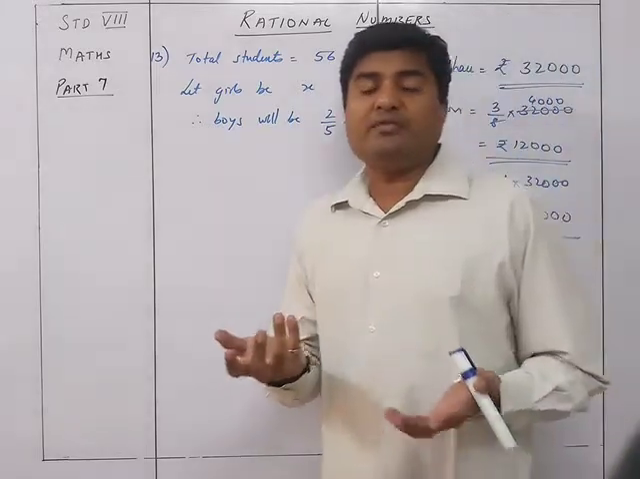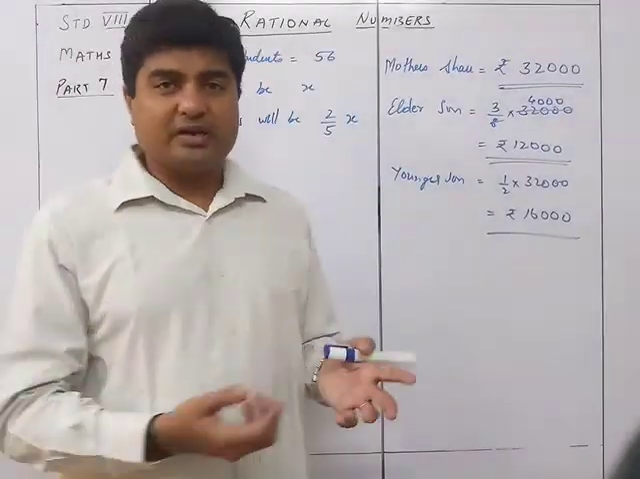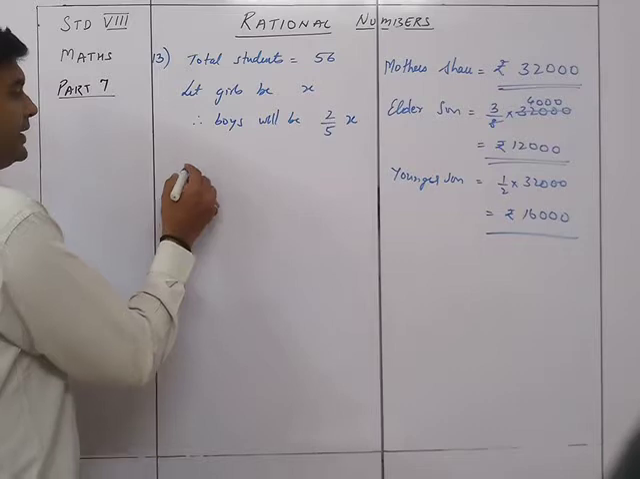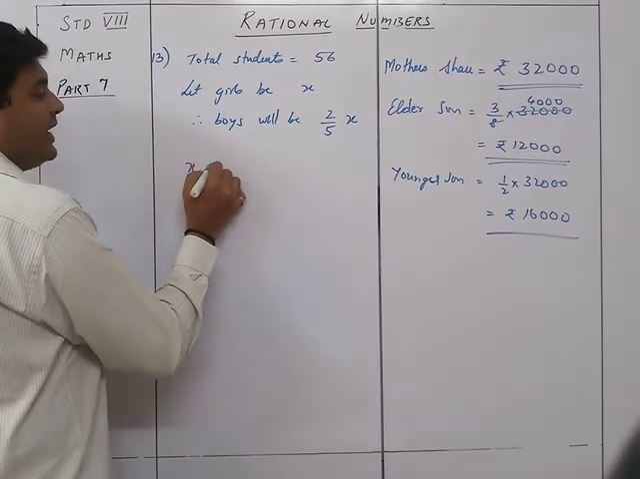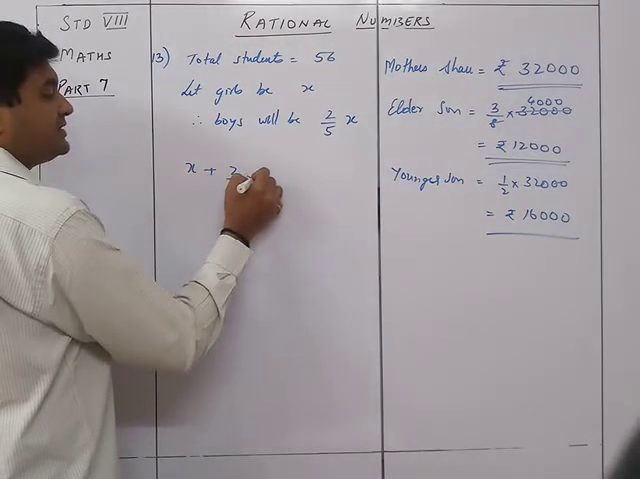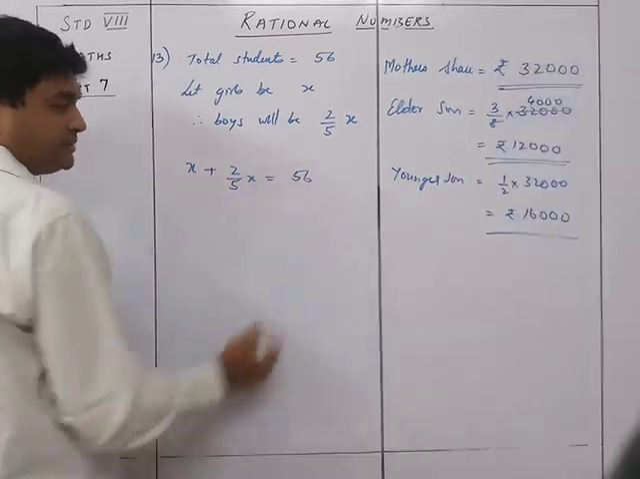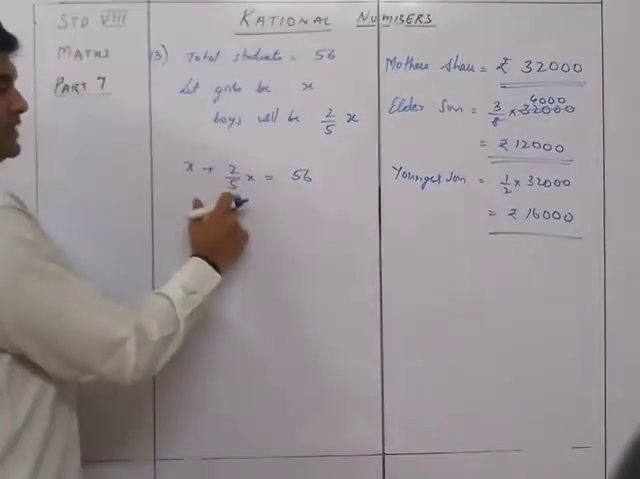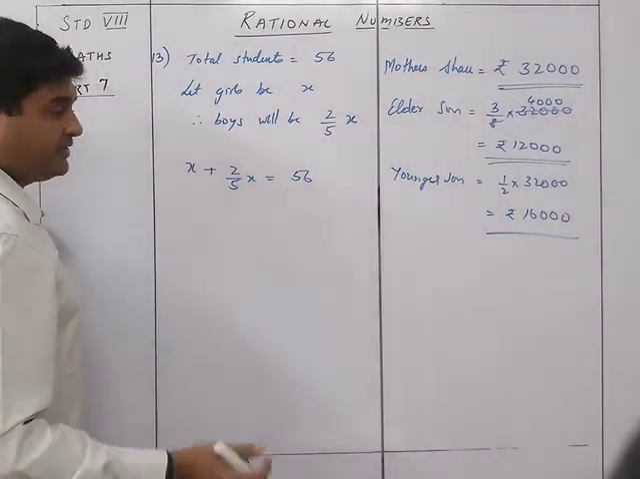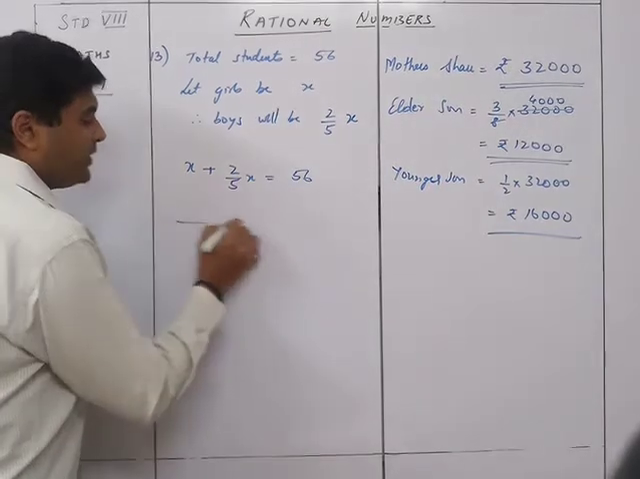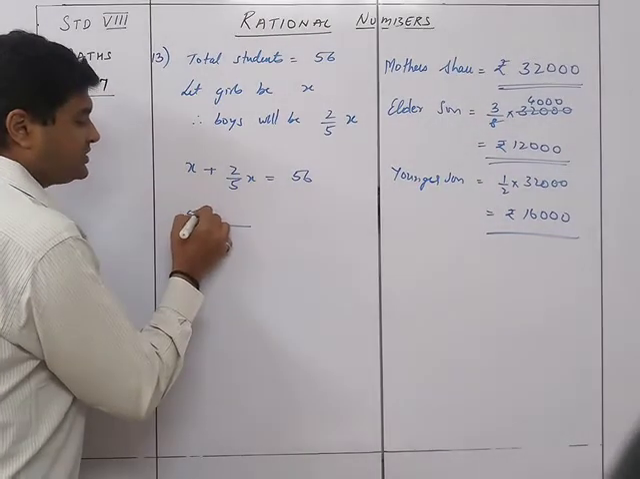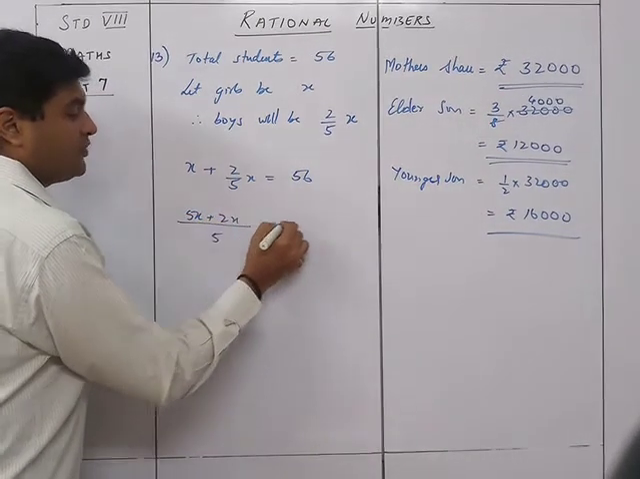Now you very well know that 56 is nothing but the sum of the boys and the girls. So accordingly we have over here that x plus 2/5 of x is equal to 56. Girls plus boys equals 56. That is what is given to you. So accordingly, LCM over here is 5. So it is 5x plus 2x is equal to 56.